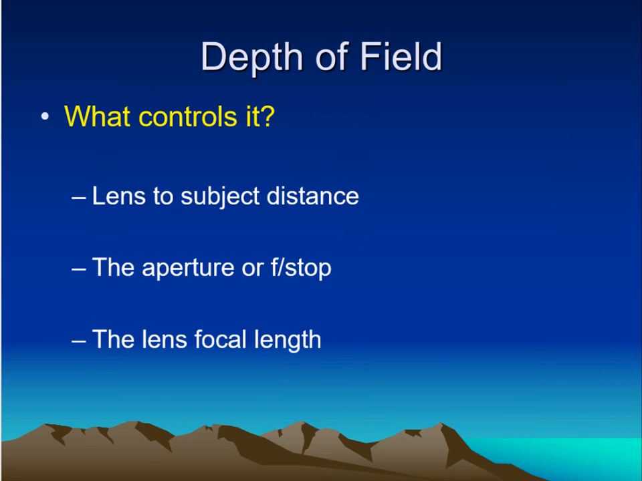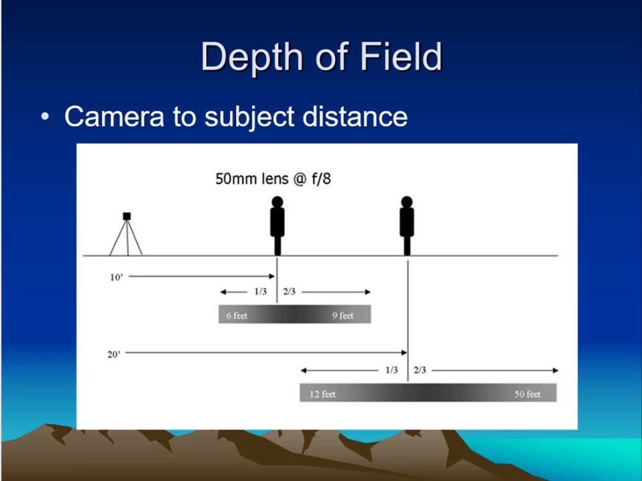So what controls the amount of depth of field you have? Well, there's really pretty much three things here. The lens to the subject distance is the first one. The aperture or f-stop that you set your lens to is the second controlling factor of depth of field. And then the focal length of your lens, like wide angle versus telephoto. So let's look at the camera to subject distance first.